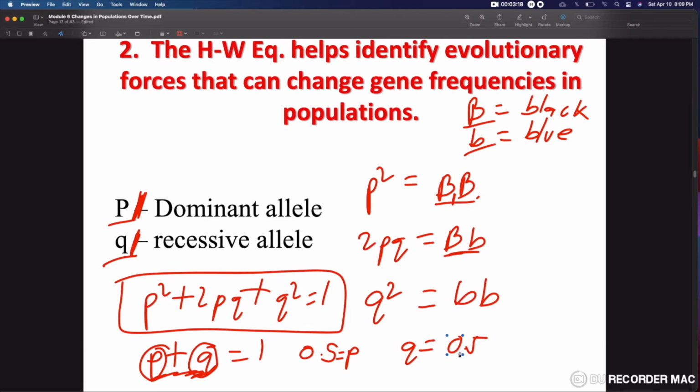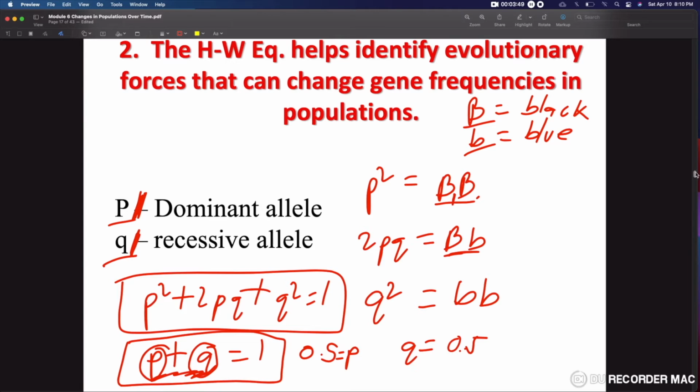But if your p is equal to, let's say, 0.25, your q will adjust to 0.75. That's just plug and play at this equation right here. Okay? Are we clear with that? So these are the basic two equations that we need to see right here.